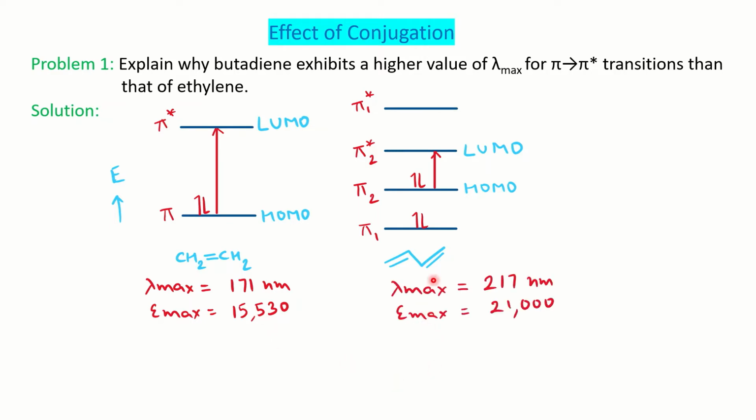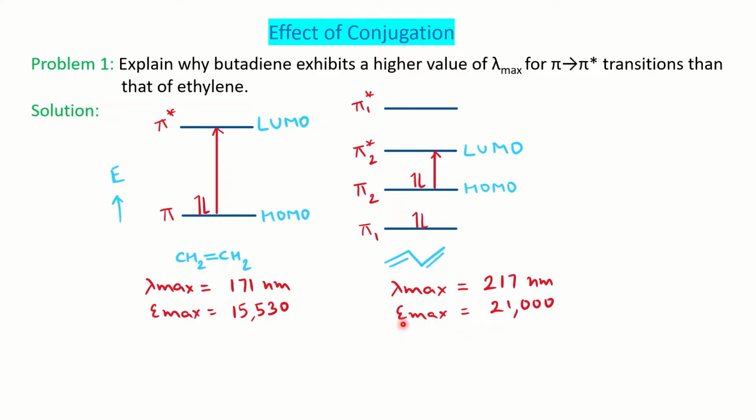Now, if you compare the data for butadiene, you can notice the lambda max value goes from 171 for ethene to 217. The shift is called a bathochromic shift because the lambda max value is increased here. The lambda max value is high because the energy gap between HOMO and LUMO is decreased, as it is inversely proportional. So the wavelength is high here compared to ethene.